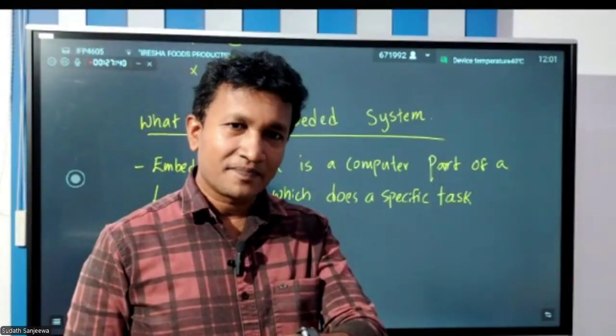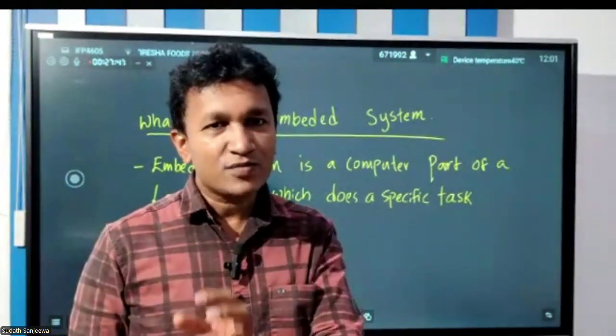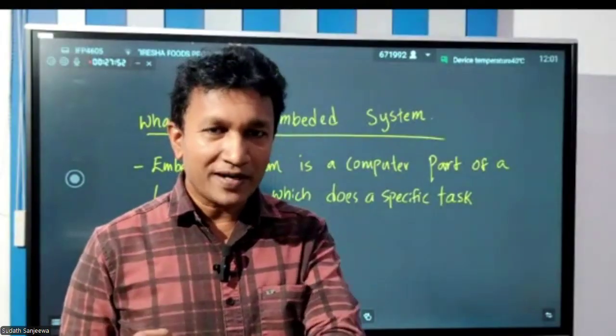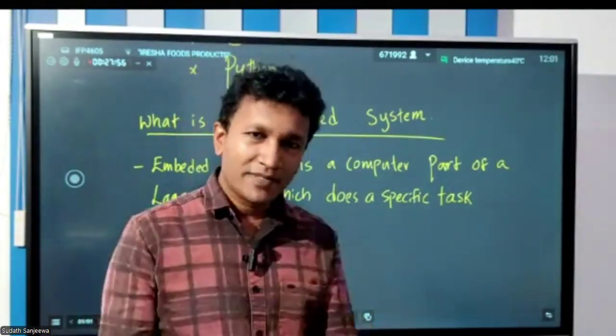When we consider the car, it's a large system, but that computer part is a small part of that large system. So that is an embedded system. It is a computer part. It's a sub part of a large system.